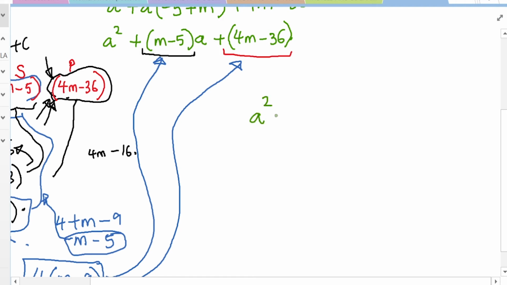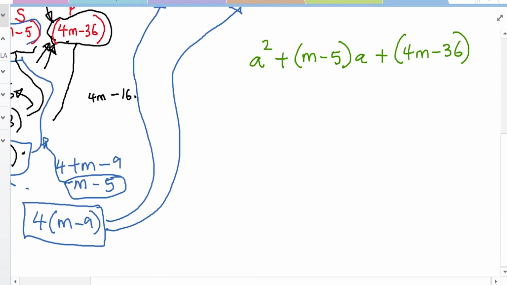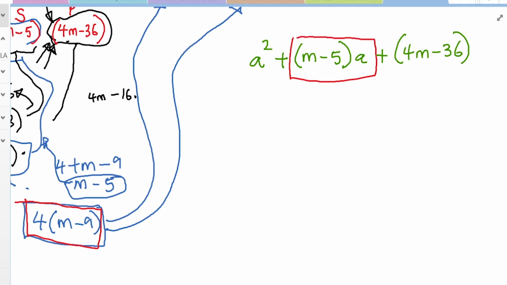So it becomes a squared plus m minus 5a plus 4m minus 36, like that. So we are looking for the two numbers, which are 4 and m minus 9. And so those two numbers are going to come and displace the middle part. So it means our next step is going to become a squared plus. Now the middle part is going to be displaced by those two figures.